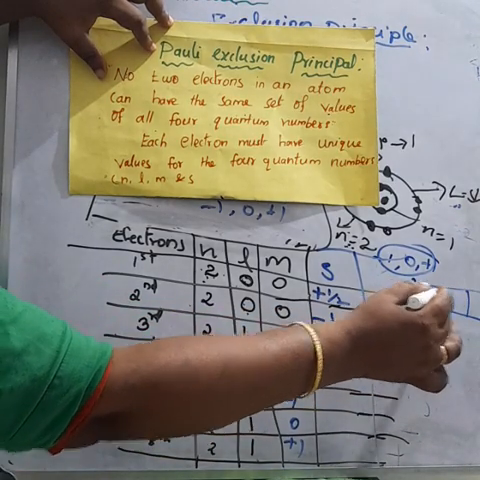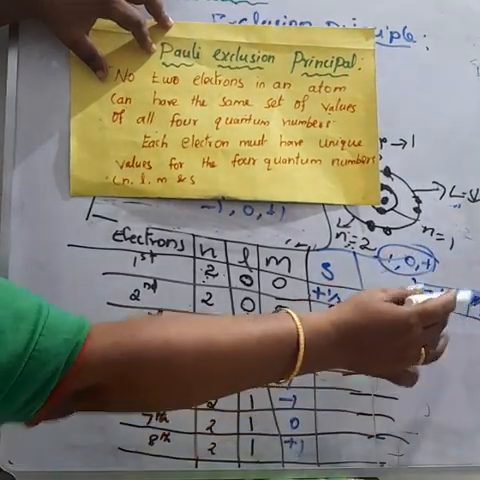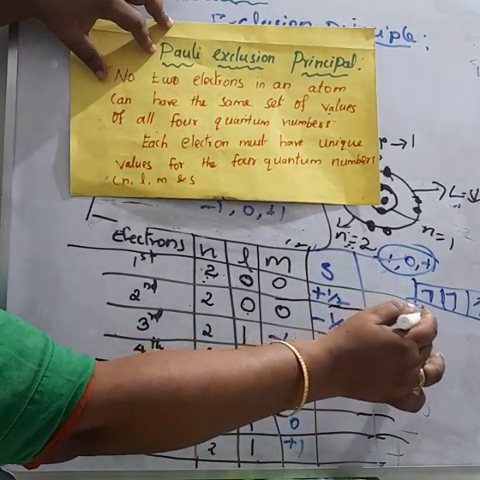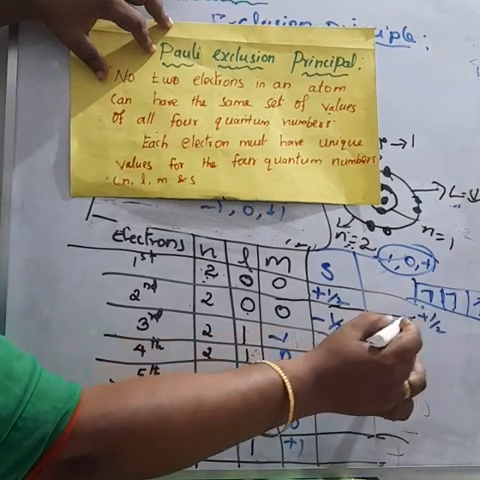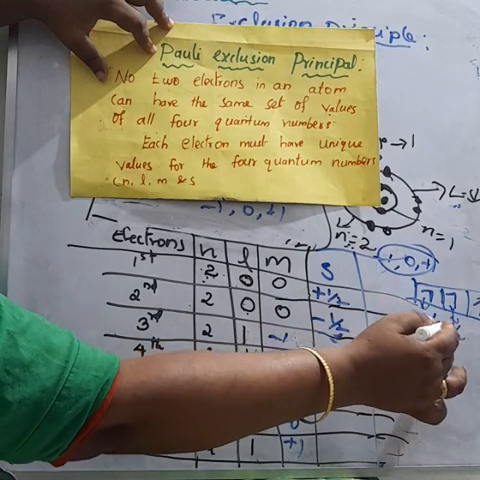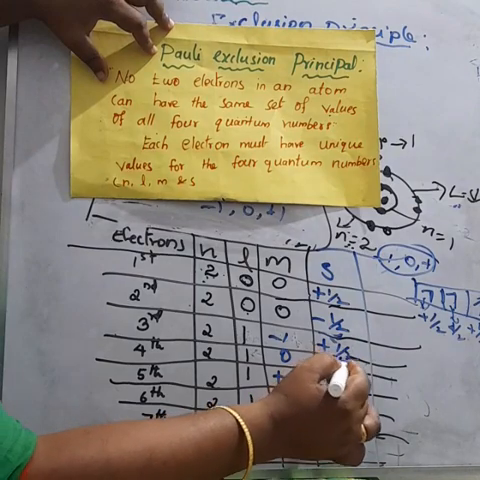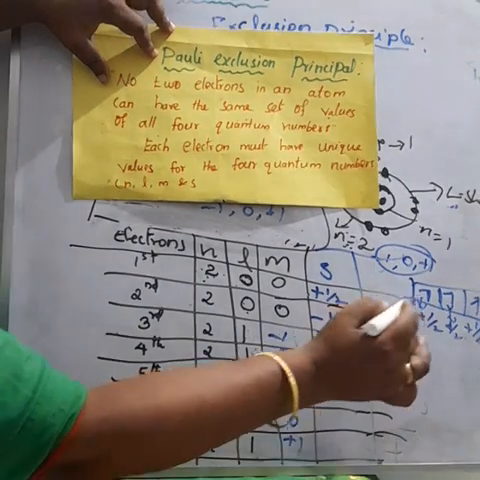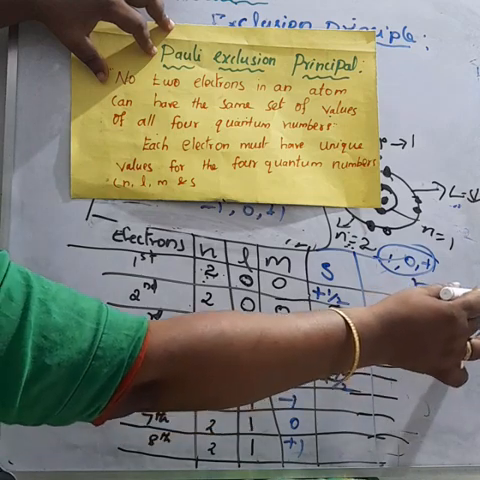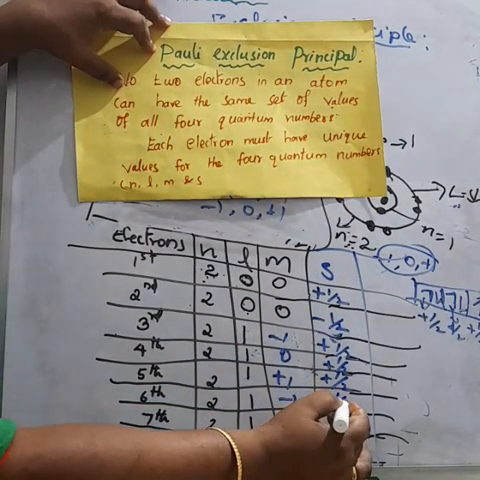So first we fill singly, in the clockwise direction: 1, 2, 3. What does this mean? Clockwise means plus half. So for the first 3 electrons, the s value is plus half, plus half, plus half. After that we fill the minus half value. Minus half means the anti-clockwise direction. So the s value is minus half, minus half, minus half.